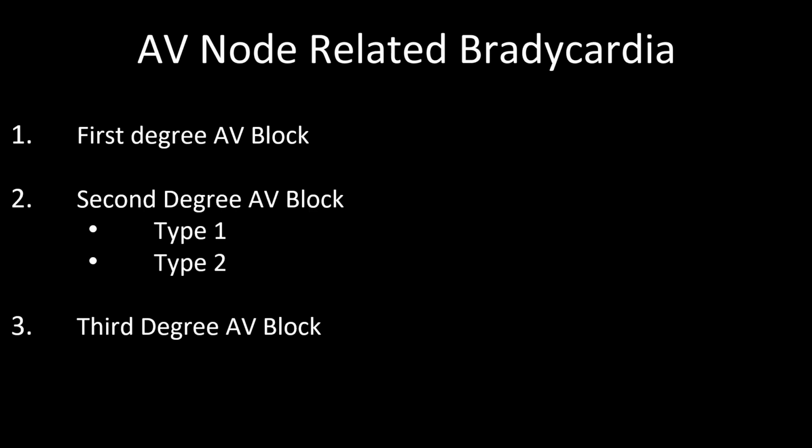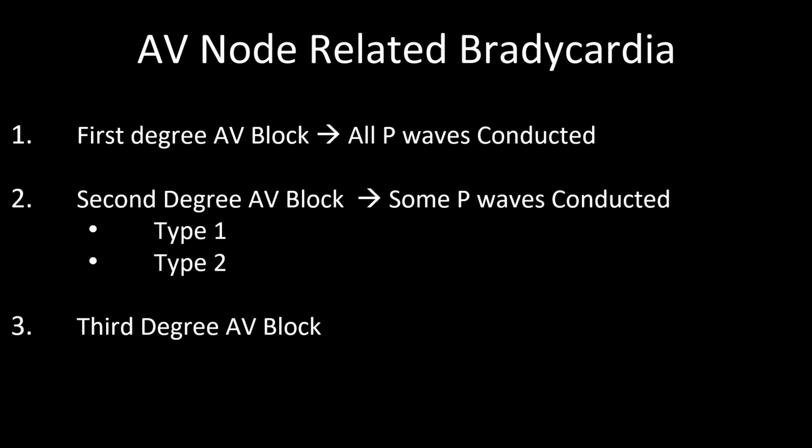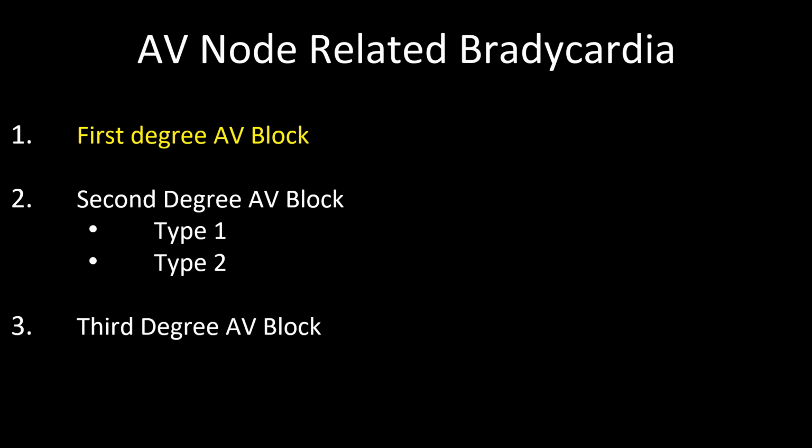So here are the AV node related bradycardias: first degree AV block, second degree AV block, which is split into type 1 and type 2, and third degree AV block. In first degree AV block, all P waves are conducted. In second degree AV block, some P waves are conducted, and in third degree AV block, no P waves are conducted. Let's talk about first degree AV block first.